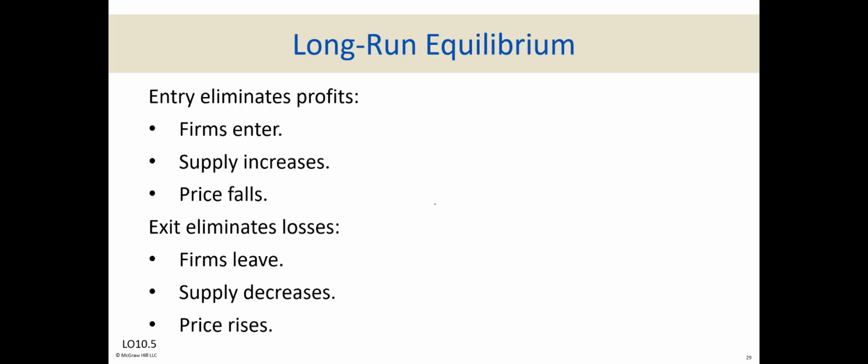And in long-run equilibrium, entry eliminates profits. New firms enter the industry, therefore supply increases and prices fall until only normal profit or zero economic profit remains. And exit eliminates losses. If firms are losing money, they leave the market, reducing supply, which raises prices until losses disappear. For example, if coffee shops in a city make high profits, new shops will open, driving profits down. If too many open, some shops will close due to low profits, bringing the market back to equilibrium.